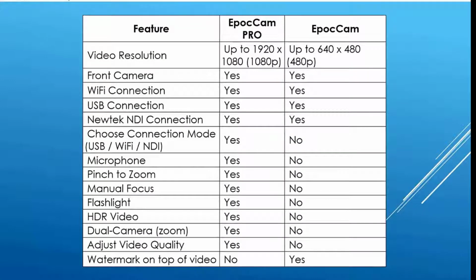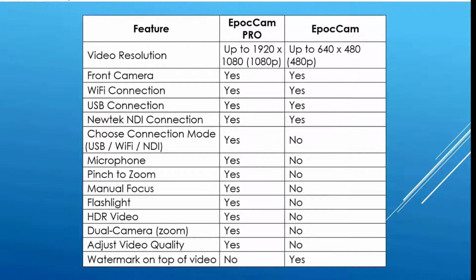The features with the EpoCam Pro, you can see you have a lot more features. Front camera, Wi-Fi connection for both the versions, USB connection, yes, and NDI connections if you have that. But the Pro has, you can choose your connection, whether it be any of those. Use the phone microphone. You can pinch to zoom.